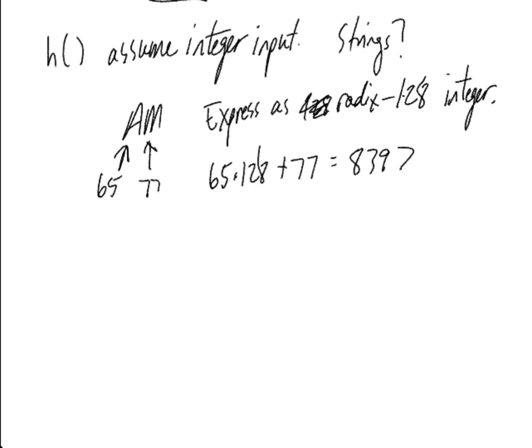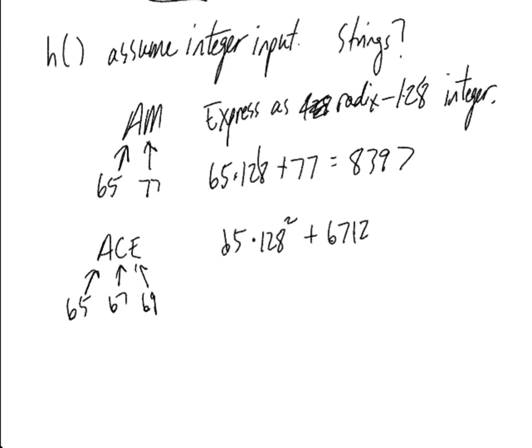Okay, what if we have a 3-letter word? So A is 65, C is 67, E is 69. Then we'll take the A, 65, and multiply that by 128 squared. Then 67 times 128, and then plus 69, and that's going to equal 1,073,605.